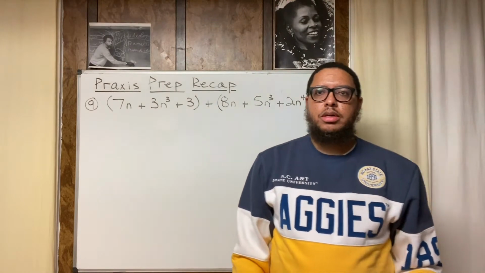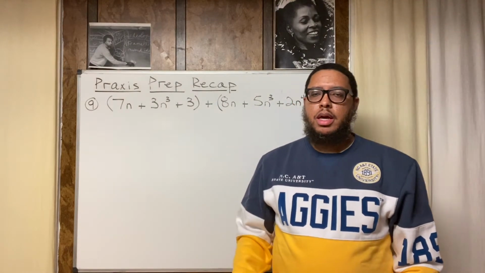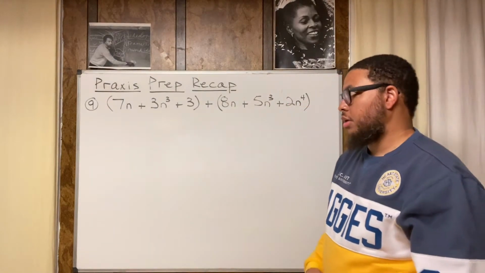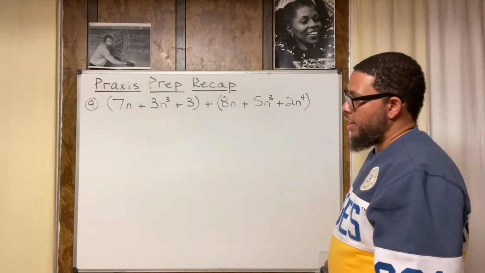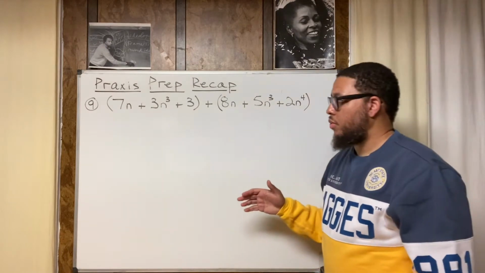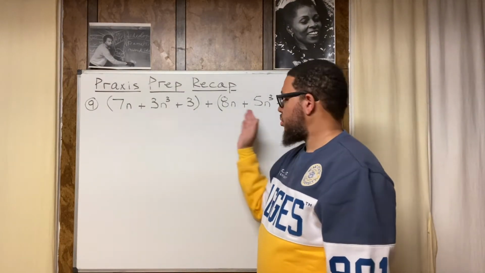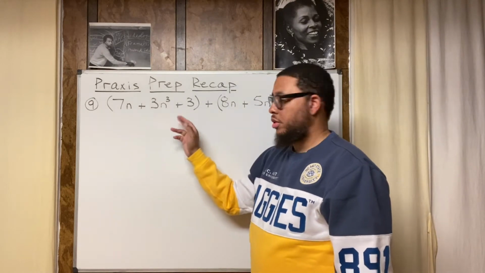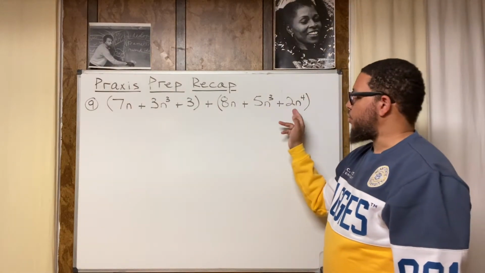This is Professor Parker, and we're doing some Praxis prep today, and we're going to be adding polynomials. All right. So let's take a look at what we have. We have two quantities. We have two trinomials, right? They're called trinomials because they have 1, 2, 3 terms, and this also has 1, 2, 3 terms.